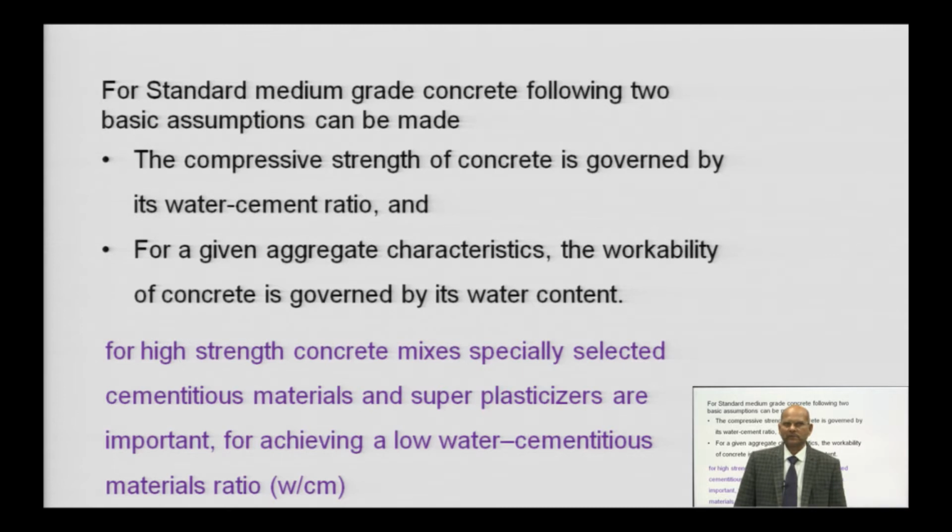Okay. But suppose you want to design for high strength concrete. In this case, mixes are specially selected with cementitious materials like fly ash, ground granulated blast furnace slag, metakaolin, silica fume and admixtures. Chemical admixtures like superplasticizers are important for achieving a low water cement ratio. So, low water cement or cementitious material ratio is an important parameter. As the water cement ratio increases, the strength of the concrete decreases.